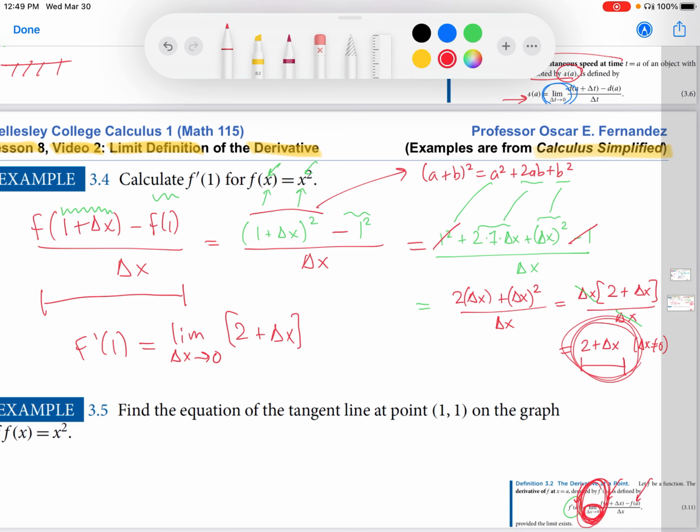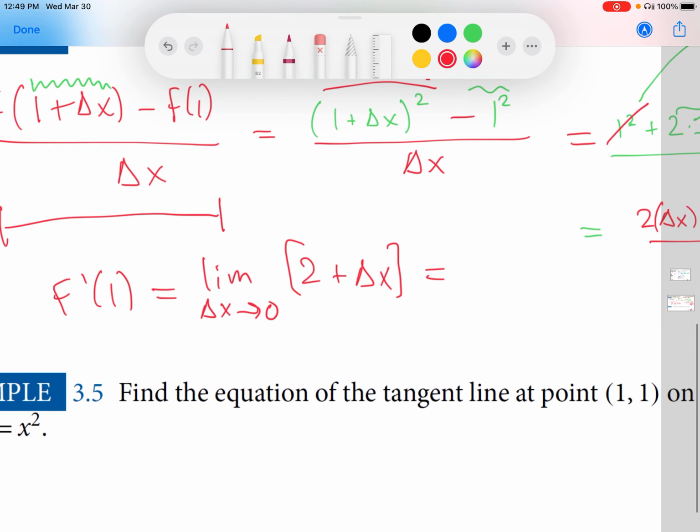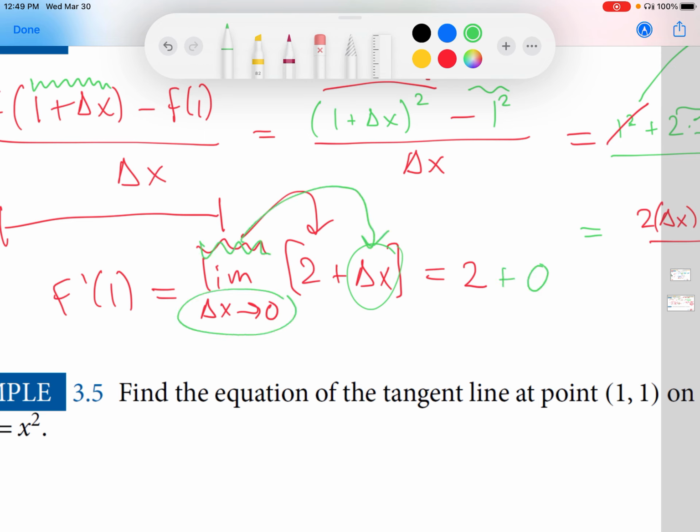Okay. What's nice about this is that there's only one place where delta x appears. There it is. So as we've done before, we could use the limit laws. The limit as delta x goes to 0 of 2 is just 2. There is no delta x. The limit as delta x goes to 0 of delta x is 0, right? Delta x is going to 0. 2 plus 0 is 2. So that is my f prime of 1.